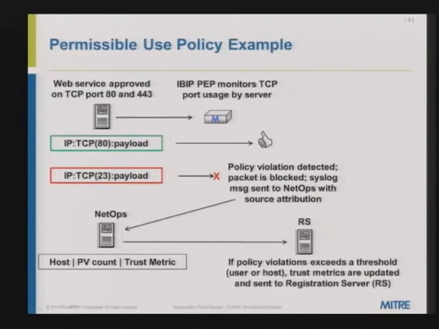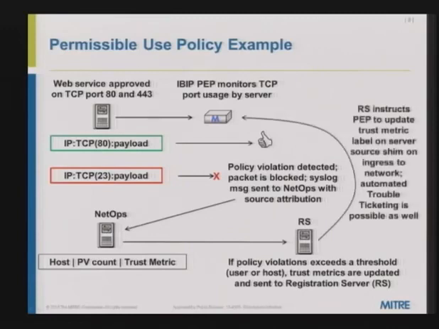If the number of policy violations exceeds a set threshold for either the user or host, trust metrics are then updated and sent to the registration server. The registration server then tells the PEP to update trust metric levels on the server's source shim on the ingress to the network, and you have the option of having a trouble ticket generated automatically as well.